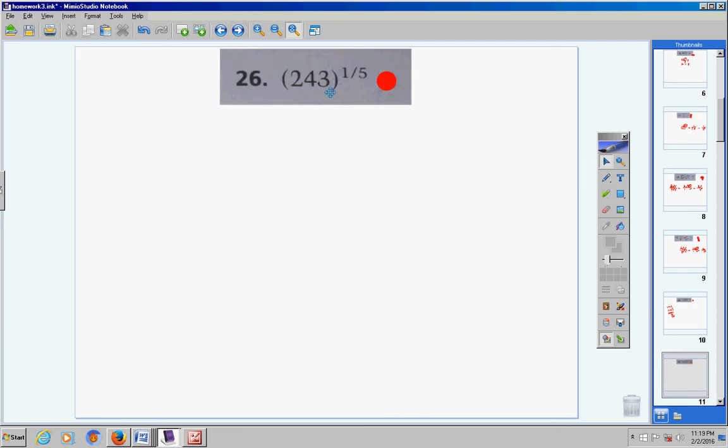Alright, 243 to the 1/5. Now don't forget what that means. That means the fifth root of 243 to the 1 power. Okay? The bottom of the fraction goes here, the top of the fraction goes here, so we can do this pretty quick. I don't think it's going to be... it might be a 3.